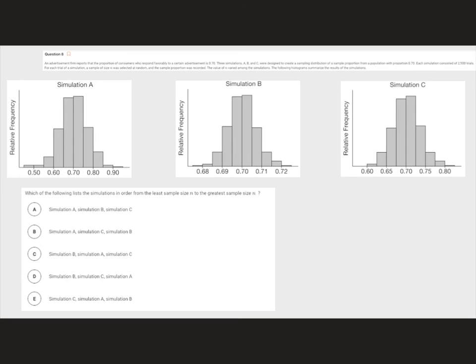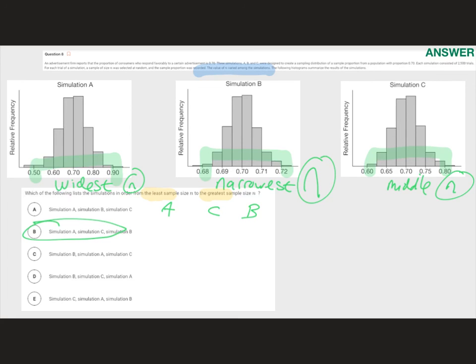Last question. An advertisement firm reports that the proportion of consumers who respond favorably to a certain advertisement is 0.7. 3 simulations are run, and you have to match up the simulation with the sample size and put them in order greatest to smallest. Sample size influences the spread of the sampling distribution, so I looked at the X scales for all three of these. This had the widest scale, 0.5 to 0.9. The second widest was this, 0.6 to 0.8, and the narrowest was this one, 0.68 to 0.72.